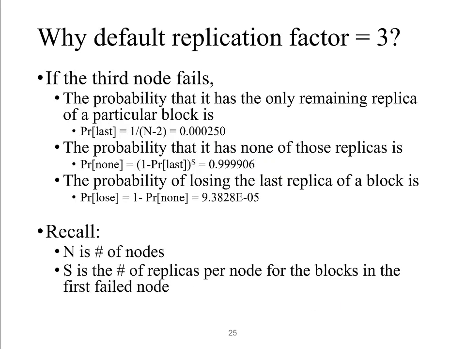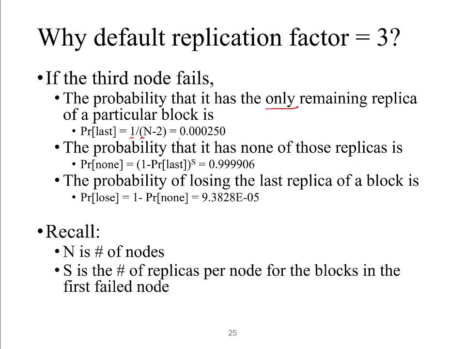Now let's consider the third node. If the third node fails, and there exists a particular block that has 3 replicas, where 2 of them are already on the 2 nodes that failed, then the probability that the third node has the only remaining replica of that particular block, because we have N minus 2 nodes still alive and that block is 1, is 1 over N minus 2.